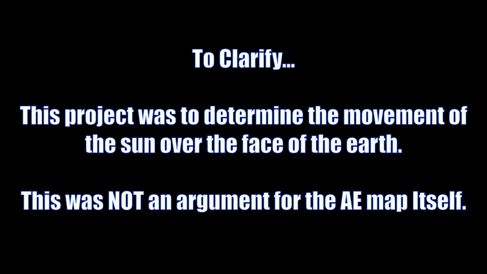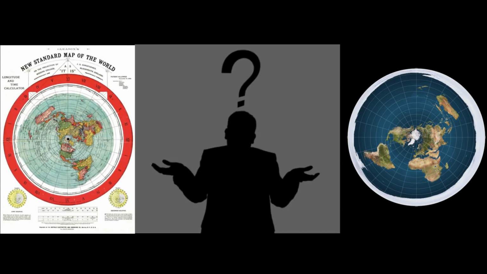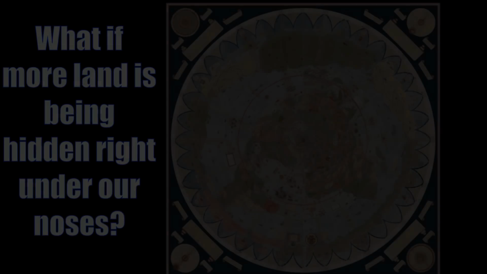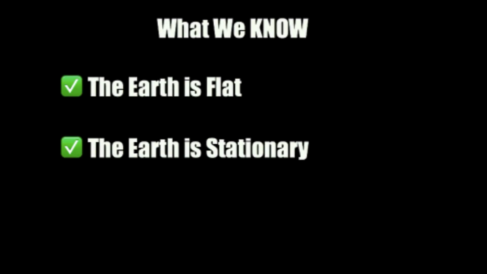To clarify, this project was to determine the movement of the sun over the face of the earth. This was not an argument for the AE map itself. Now, the AE map has been a useful tool, but it does have some things that need to be worked out with it. Perhaps those people's observations of the sun's movement through the sky didn't match the AE map because the land masses are not the size or location that we've been told. Maybe that's the answer. But now we know three things for sure.